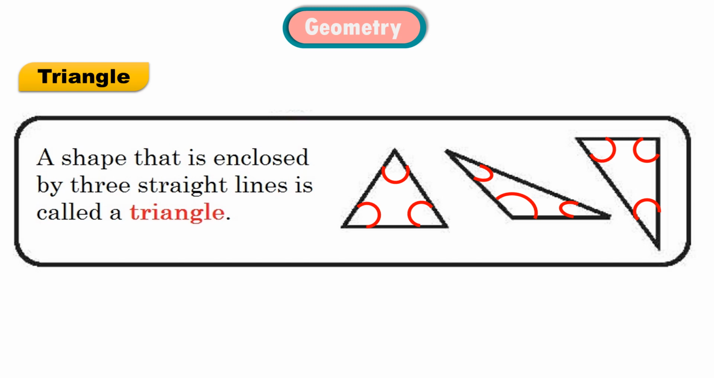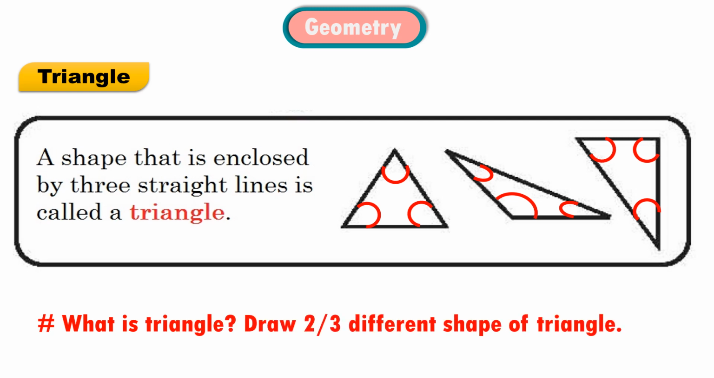So let's see how we are going to face this triangle in the exam. We will ask you, what is a triangle? Draw two or three different shapes of a triangle. That means first of all you will give the definition that is written in this picture, and then you will draw with the help of your scale. You need to draw two or three different shapes. You can already see that there are three different shapes of triangle in this picture. So if you draw like them, the answer will be enough. So I hope you have understood about the triangle.